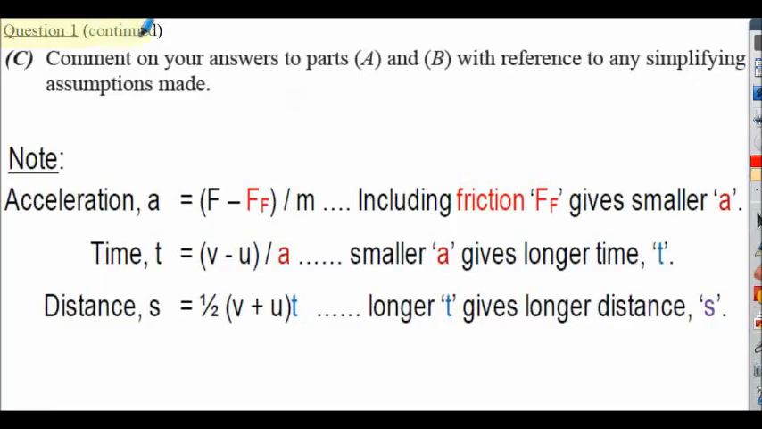And question 1 continued. Question C. Just for your reference, I've shown the formulae we used here, just including the friction force. So considering the friction force, the acceleration will be smaller. And then calculating the time, having a smaller acceleration, will give a longer time. And then calculating the distance, having a longer time, you'll have a longer distance.